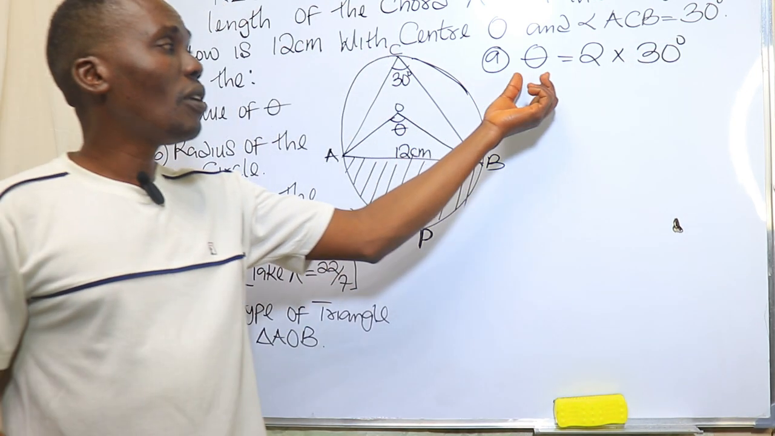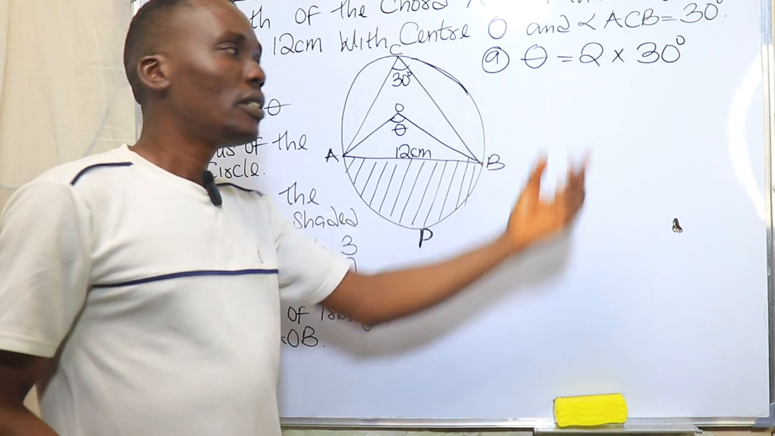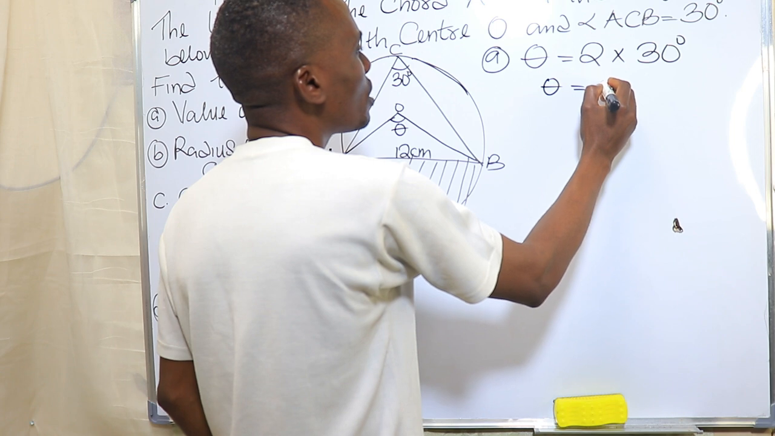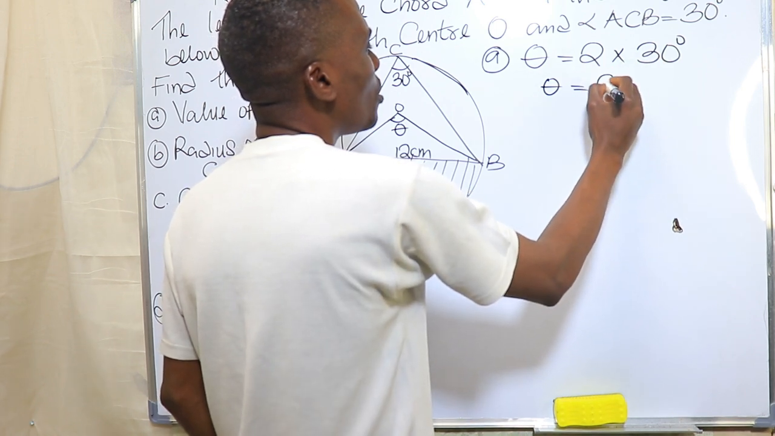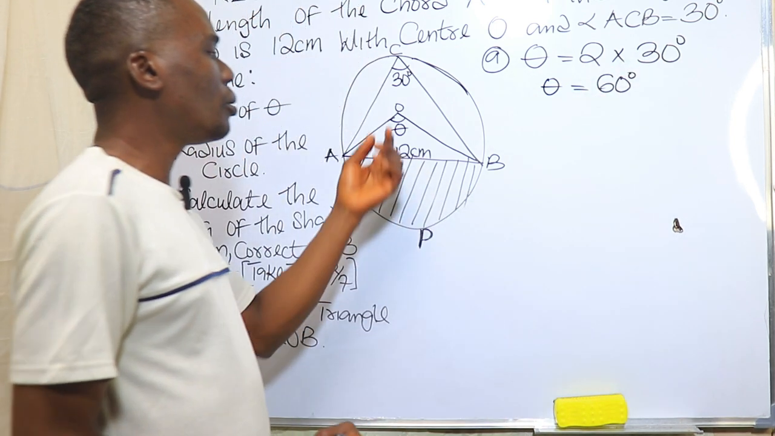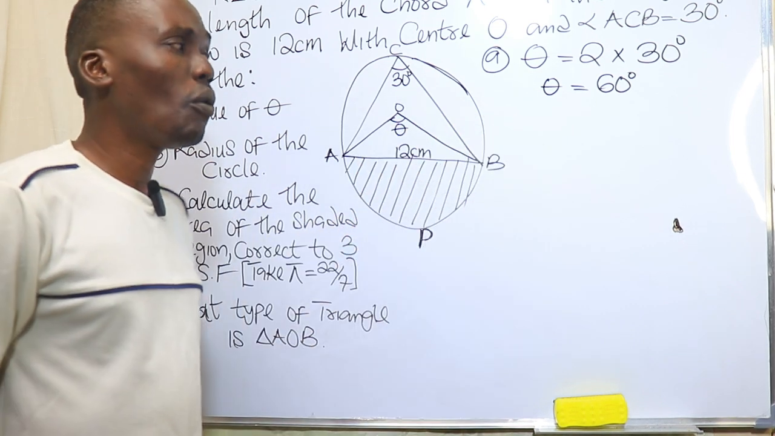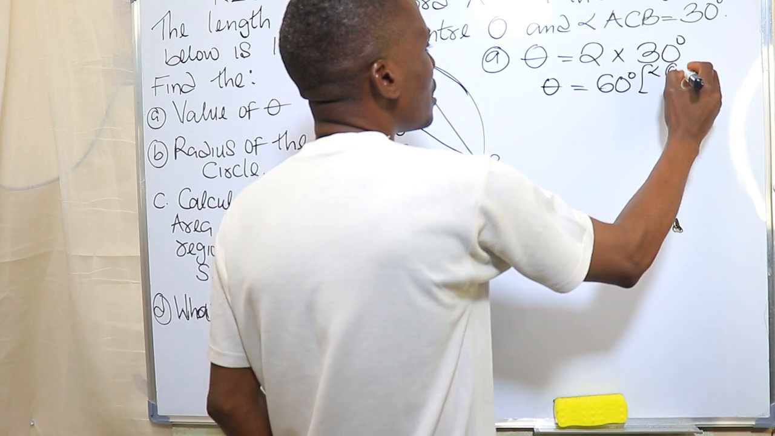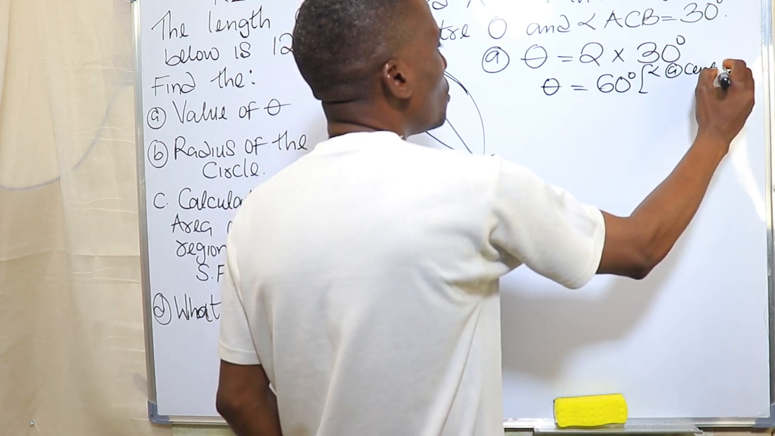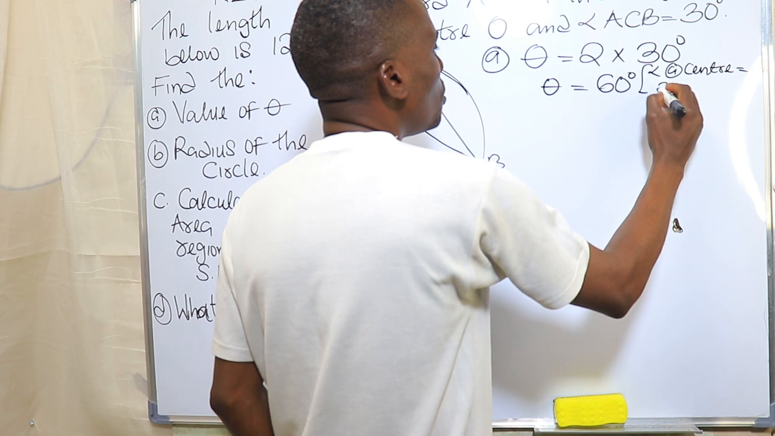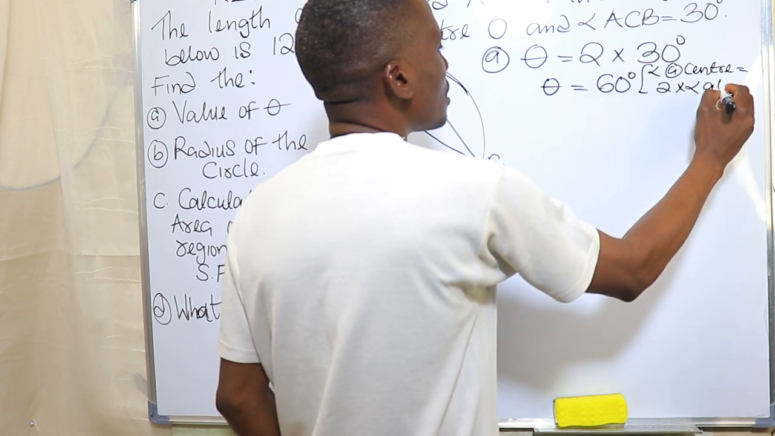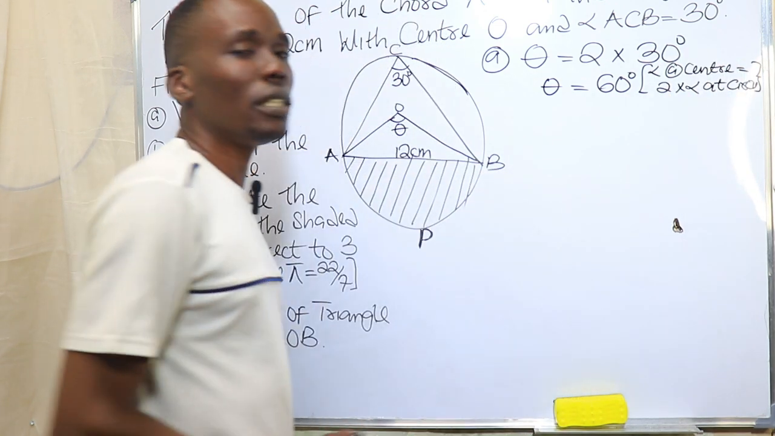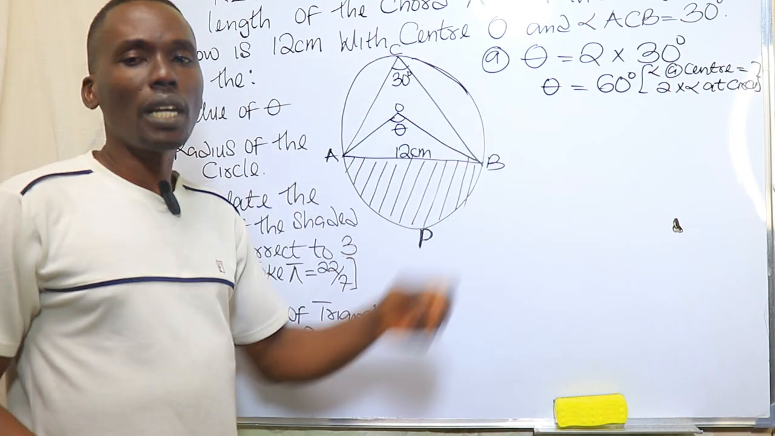Remember, the angle at the center is theta. So our theta would just be 2 times 30, which is 60 degrees. So angle theta is 60 degrees. And what is the reason behind it? Angle at center equals 2 times angle at circumference. The reason must be stated, and that is the reason for this answer.